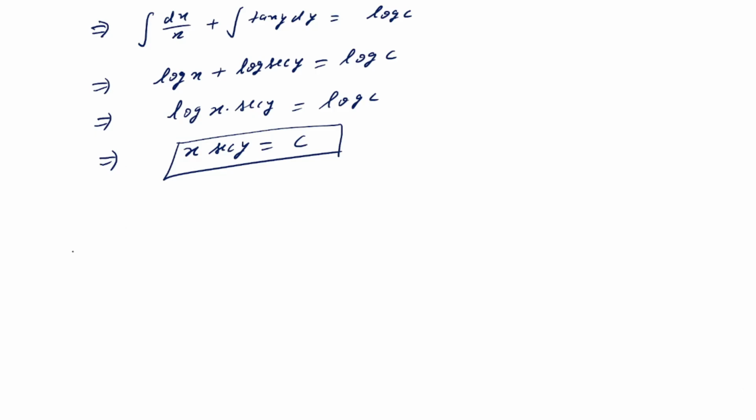Let's discuss another question. Question number 3. Solve dy upon dx equals under root (1 minus y square) upon under root (1 minus x square).